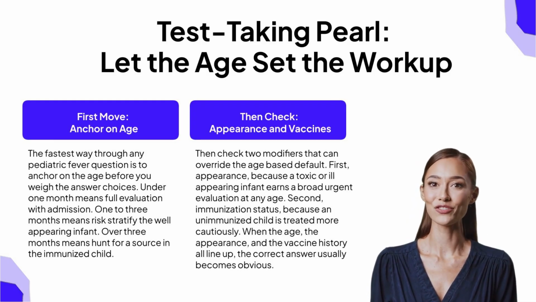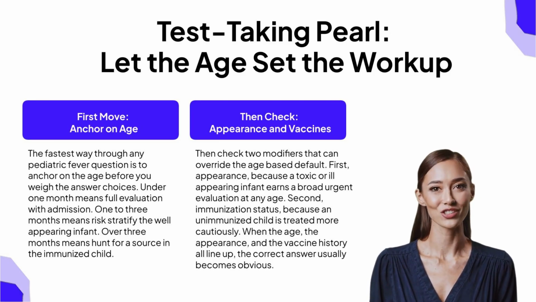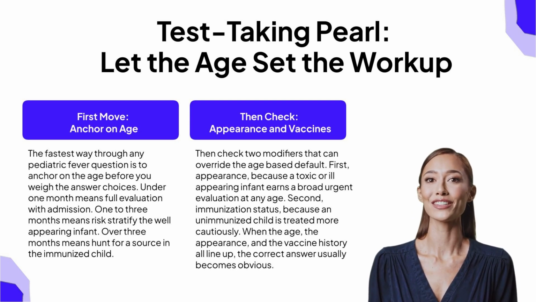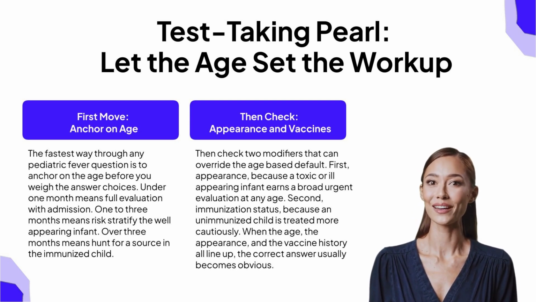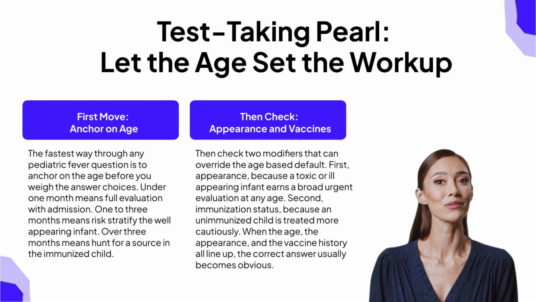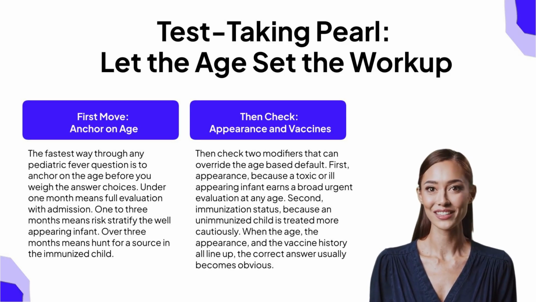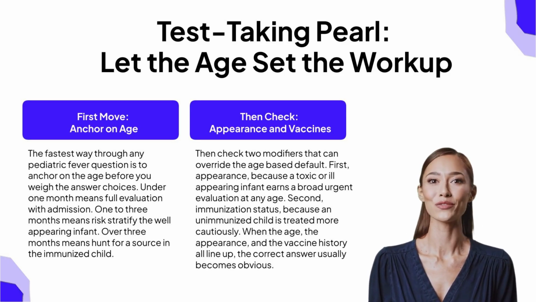Here is a critical exam day pearl that ties this whole topic together. The fastest and most reliable way through any pediatric fever question is to anchor on the age before you even look at the answer choices. Under 1 month means the full evaluation with admission and empiric antibiotics. 1 to 3 months means risk stratify the well-appearing infant. Over 3 months means hunt for a source in the immunized, well-appearing child. Let that single number set your expectation for what the workup should be.